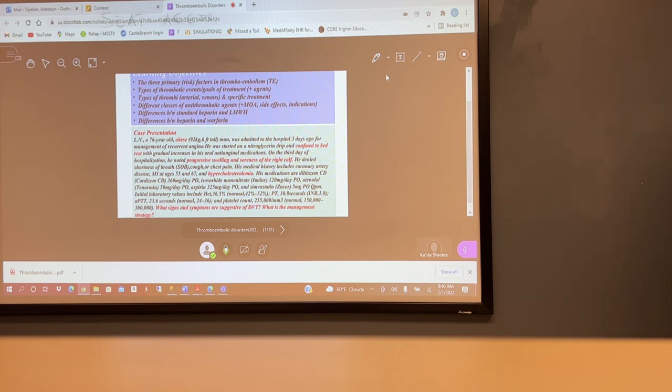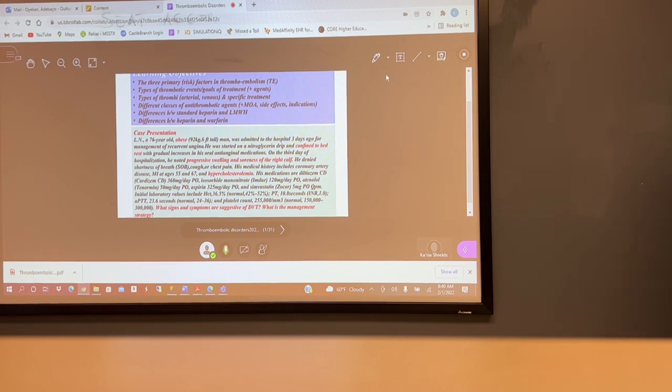But we'll go through different classes of antithrombotic agents, their mechanism of action, their side effects, their indications. I will look at the differences between standard heparin and low molecular weight heparin. And then we'll look at differences between heparin and warfarin.